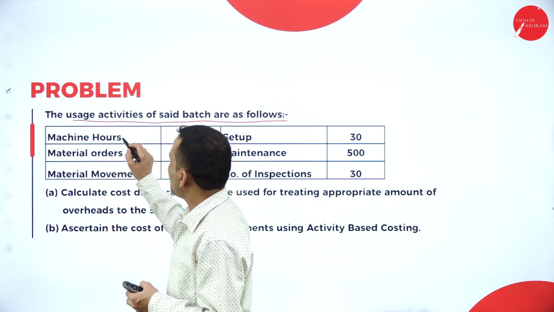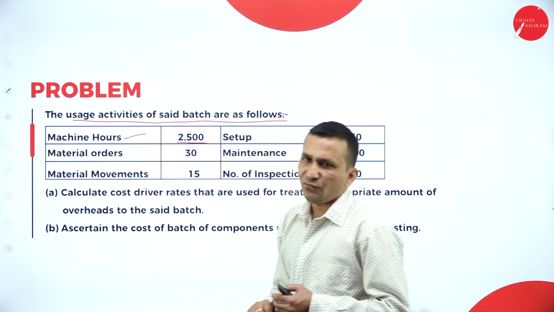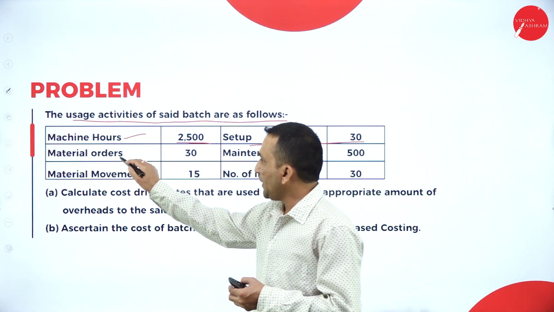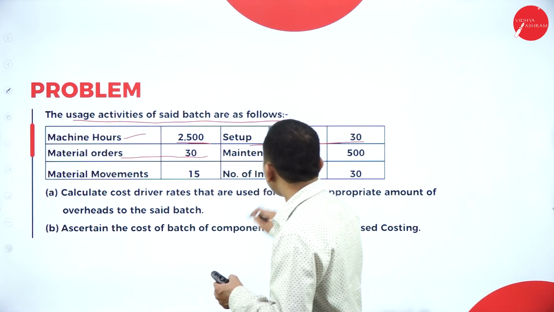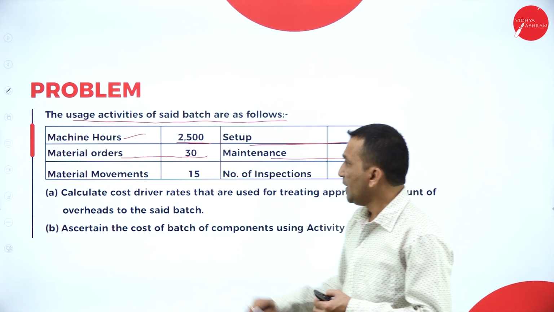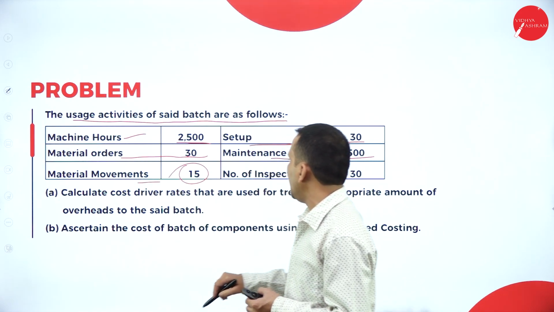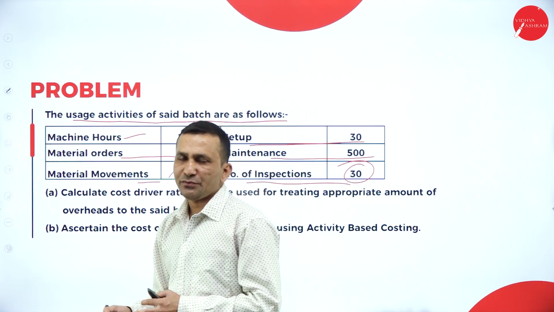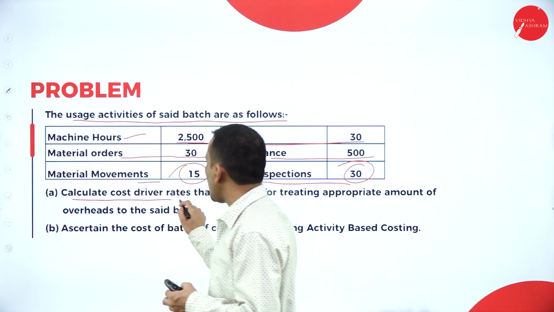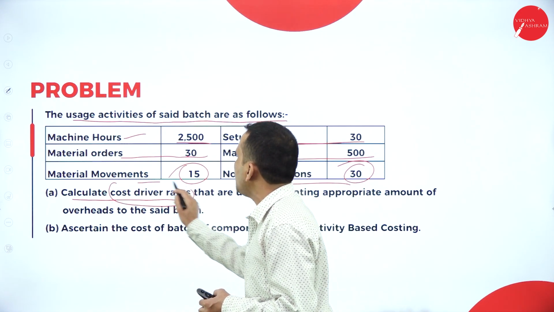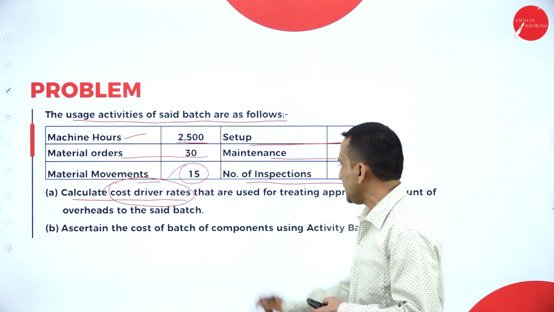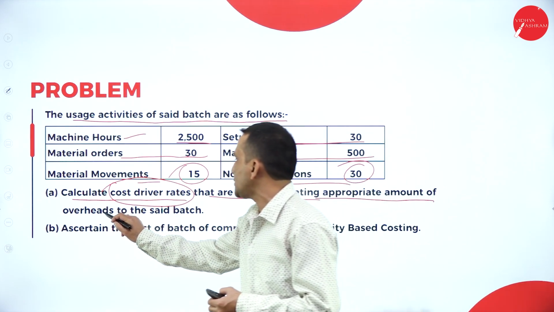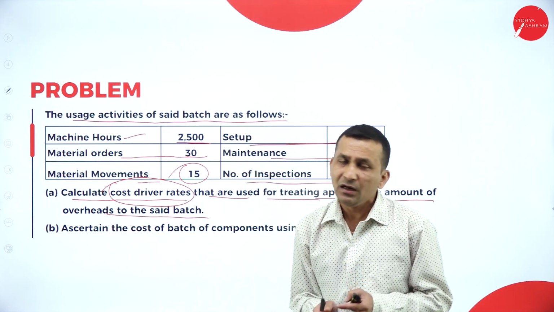AB30. Machine hours are given as 2,500. The number of setups is 30, material orders are 30, maintenance is 500, material movements are 15, and the number of inspections is 30. So there are two questions. First, we need to calculate the cost driver rate that is used for treating the appropriate amount of overheads to the batch of 3,000.